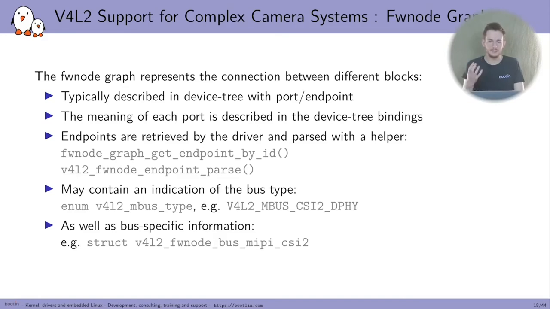So the main driver will basically get a reference to the endpoint using the FW node graph get endpoint by ID. Then it can parse the endpoint because this endpoint will actually also contain some information about the bus if that's applicable. So for example, for a sensor device, you will get some information about the camera hardware interface bus that is used to connect this sensor to the SoC. For example, here I've put the type and the structure for MIPI CSI-2 used with a D-PHY. So you will be able to get some information like the number of lanes that need to be used or the clock frequency that needs to be used with the sensor.